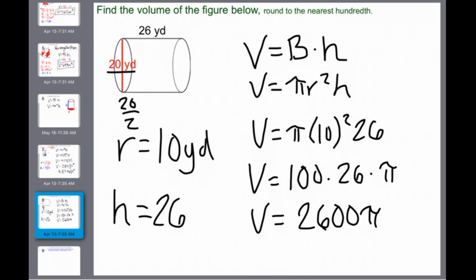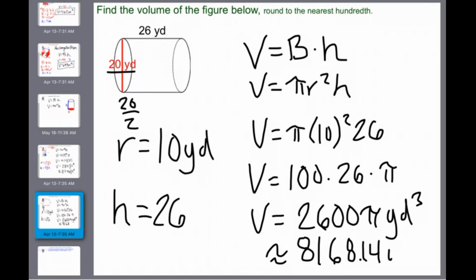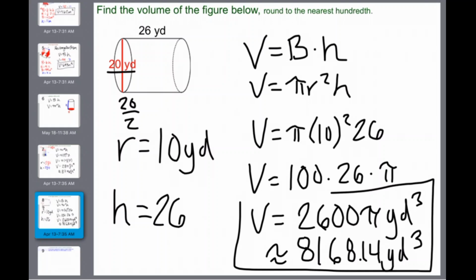So 100 times 26 is going to give us 2,600 pi, which we can leave it like that for yards cubed, or we can approximate, so we can multiply them together. So 2,600 times pi is going to give us 8,168.14 yards cubed. So again, either one of these is an acceptable answer. Just if you leave it in pi, make sure to add the pi onto the end.